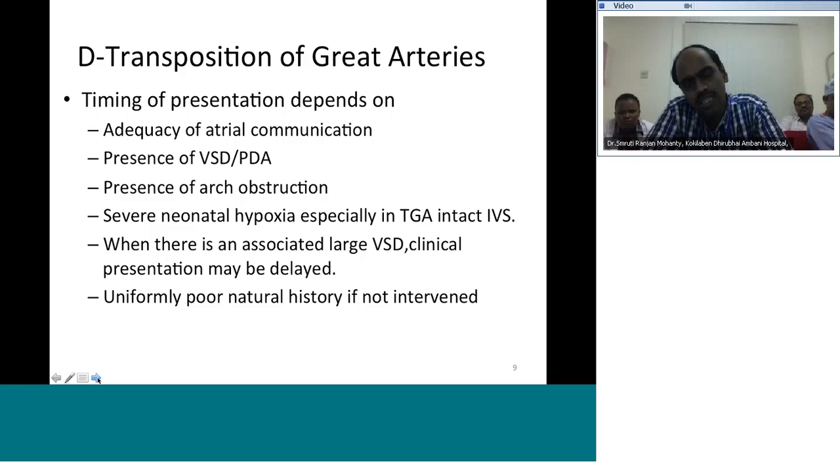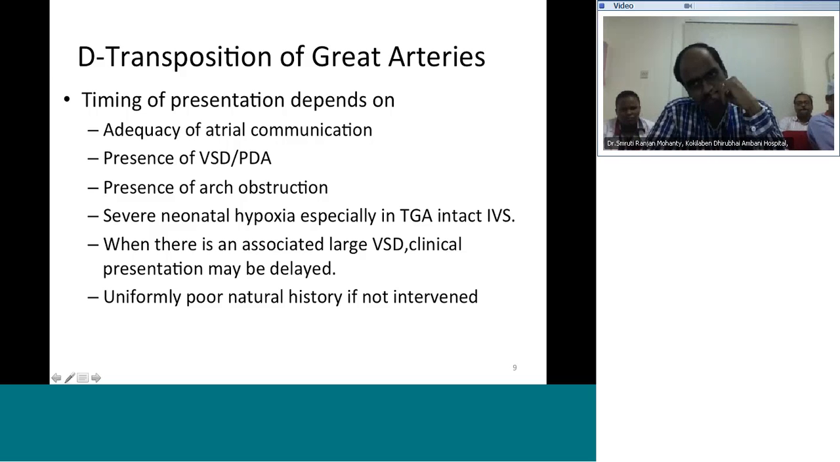So what decides how bad a child is going to be? It is the adequacy of atrial communication, presence or absence of VSD or PDA, and presence of arch obstruction. If you have an adequate intra-atrial communication, these children will have hypoxia but will not become critically hypoxic, and so they will continue to live. If they have a VSD or PDA, they will have an abundance of pulmonary blood flow, so cyanosis will be less, but they will go into heart failure. If they have an arch obstruction, they will have severe congestive heart failure, and so they will present very, very early in the neonatal period.